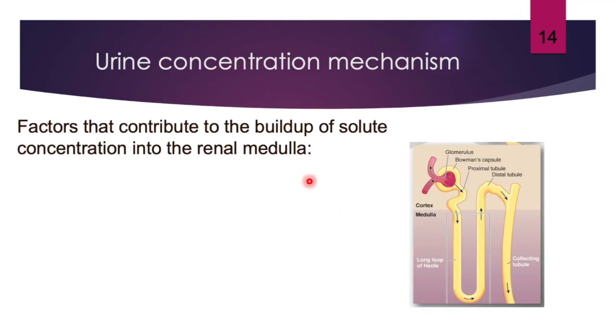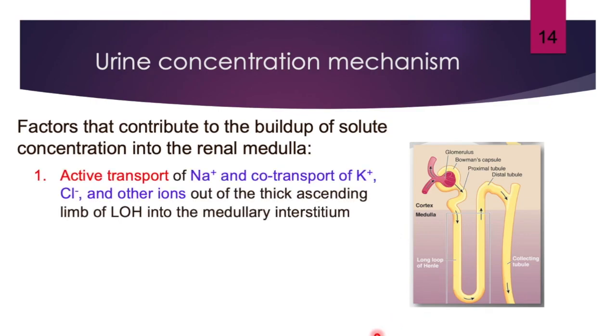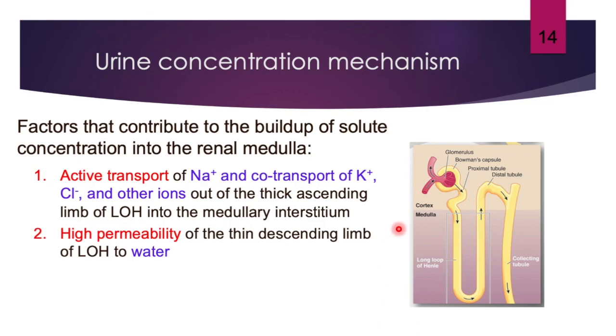First, let us look at the factors that contribute to the buildup of solute concentration in the renal medulla. This solute buildup is the factor that causes the osmotic gradient in the medullary interstitium. One of the factors is the active transport of sodium and co-transport of potassium, chloride, and other ions out of the thick ascending limb of the loop of Henle into the medullary interstitium. Remember that the thick ascending limb contains a lot of carrier proteins that help solute reabsorption from the lumen into the interstitium. The second factor is the high permeability of the thin descending limb of the loop of Henle to water.